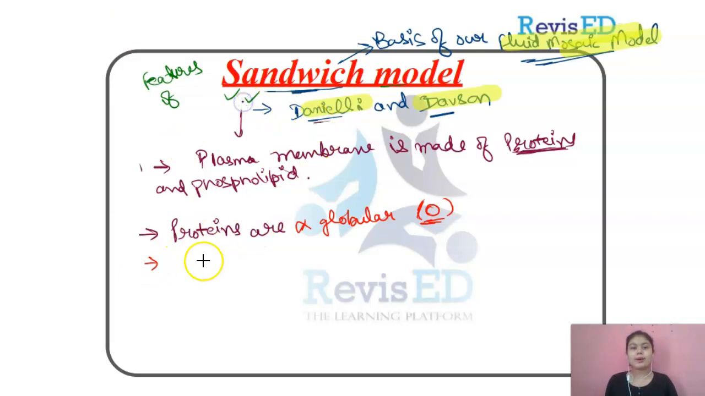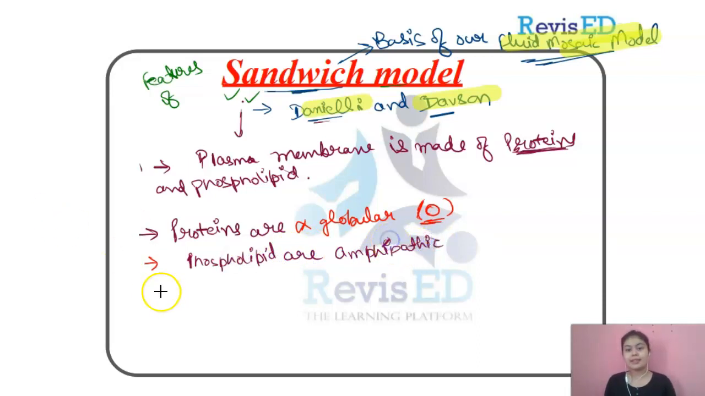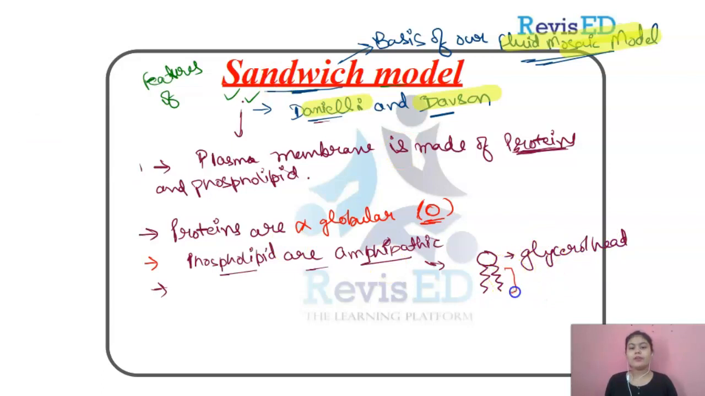Now come to the second part. As I have taught you in the previous section, our phospholipids are amphipathic in nature. It means it has one tail and one head. This is made up of glycerol, and this is made up of fatty acid chains. You can see sometimes phosphorus is also attached to it. We will discuss it in later classes.